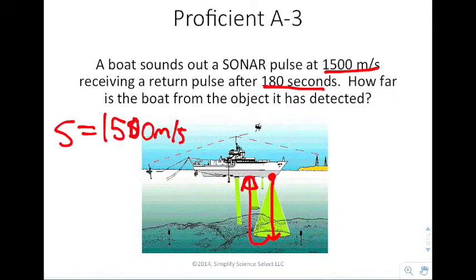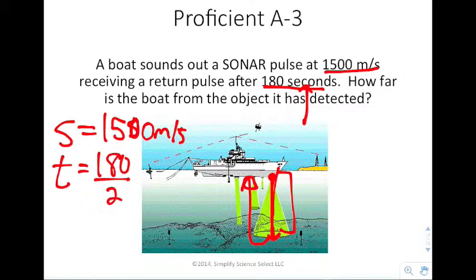Because of that, the 180 seconds is not the time that it required to reach its target. Instead, the time would be the 180 seconds divided by 2, because it had to go there, reflect, and come back. So it actually traveled this distance twice, or it took half the time to get there. So now that I know that this is 90 seconds, I can solve for the distance.